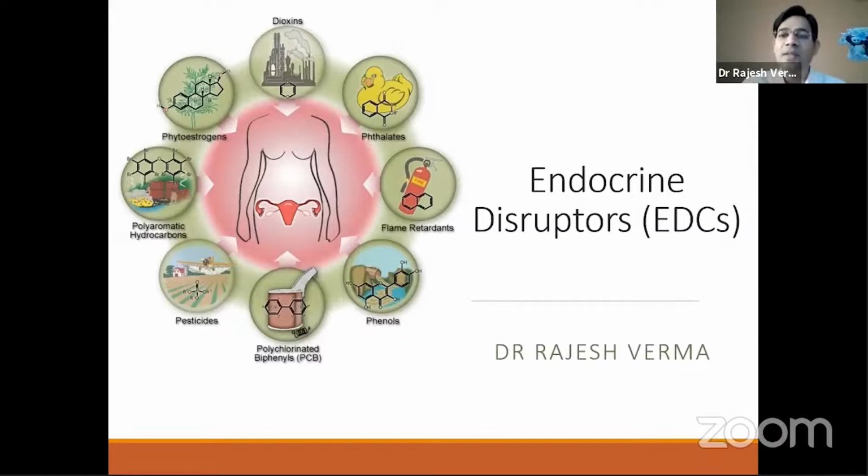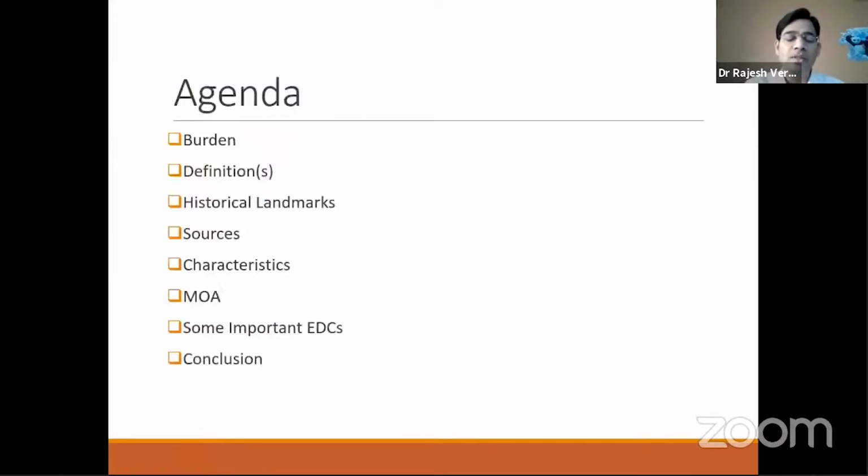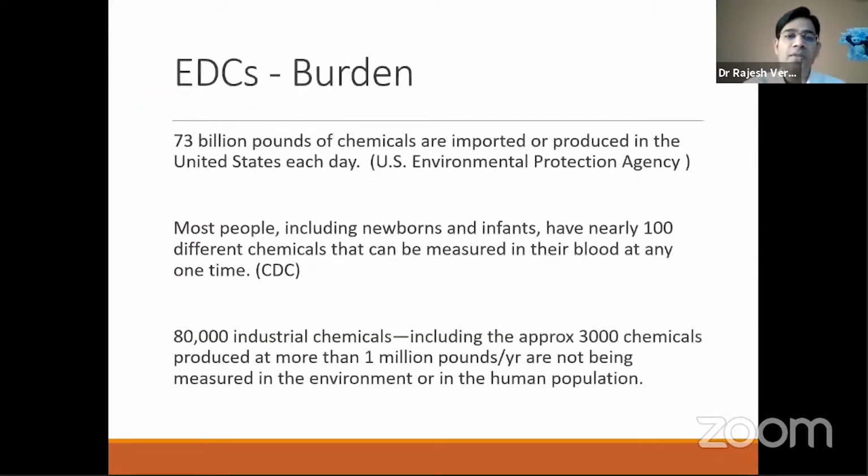And to start with, my topic for today's talk is endocrine disruptors, or commonly known as endocrine disrupting chemicals. In the next 20 minutes, I will be talking about the burden of endocrine disrupting chemicals, the different definitions put forward by different societies like WHO and Endocrine Society, and the major historical landmarks in the evolution of EDCs, the different sources of EDCs, the characteristics and mechanism of action of different EDCs, and I'll be discussing some important EDCs as there are thousands of EDCs in the environment. So it is not possible for this 20 minutes lecture to discuss them in detail.